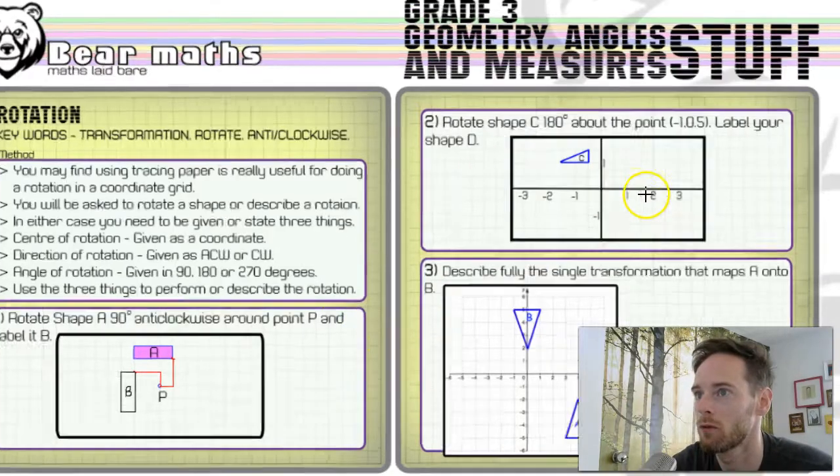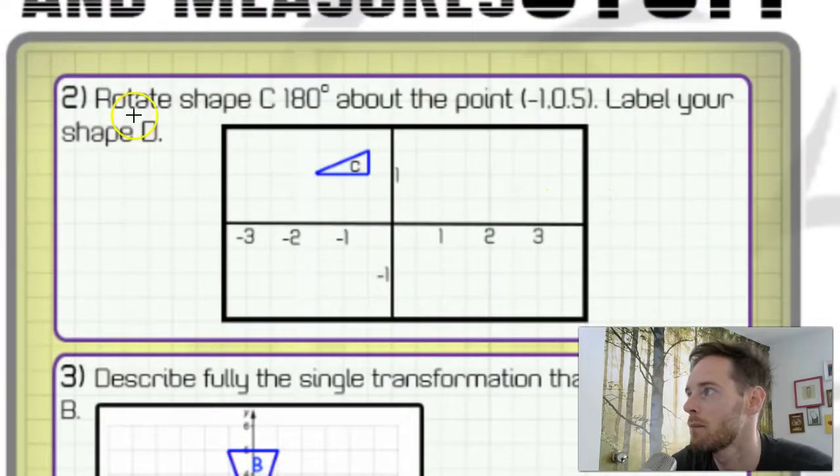Second one, I'll zoom into as well. Rotate the shape C 180 degrees about the point -1, 0.5. Label your shape D. So this is slightly different because we've got it in a grid now rather than just in a box with a random floating point. We've got it in a coordinate grid, x-axis, y-axis.